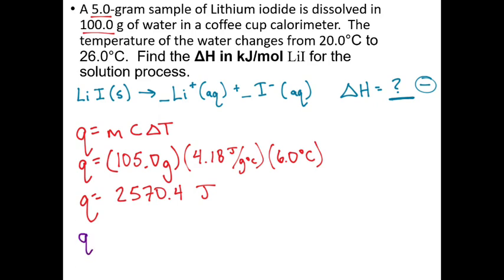So now the Q for the reaction is going to be exothermic 2570.4 joules. All right, so you switch your sign. So now we're focusing on the reactants releasing the energy.